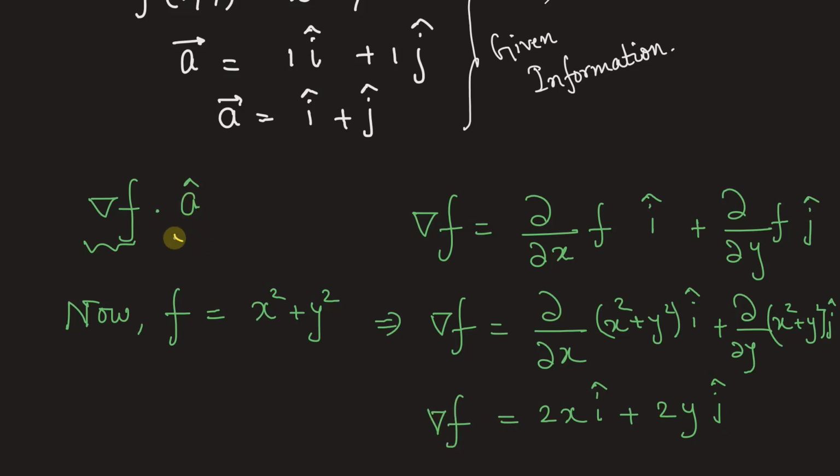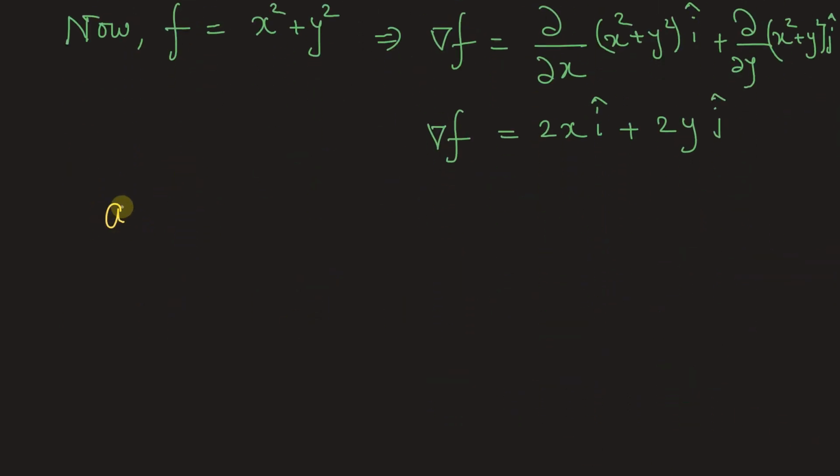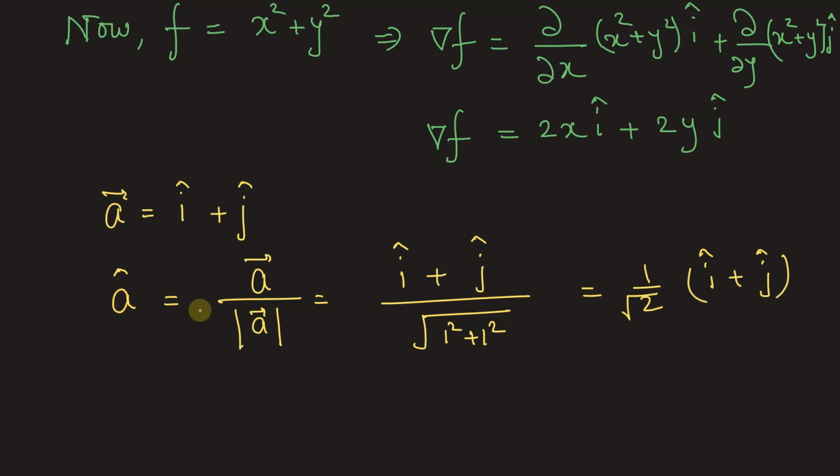Now we need to find the unit vector of a vector. So let's write it here. The a vector we already know, a vector is equal to i cap plus j cap. So unit vector of a can be given by a vector divided by the magnitude of a vector. So a vector is i cap plus j cap, and the magnitude of this vector will be the square root of the coefficients of i and j squared, so 1 square plus 1 square, that is square root of 2. So 1 by square root of 2 times (i cap plus j cap). And now this is the unit vector of a vector.